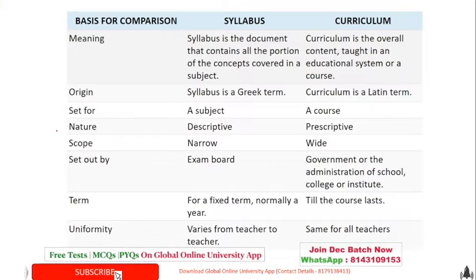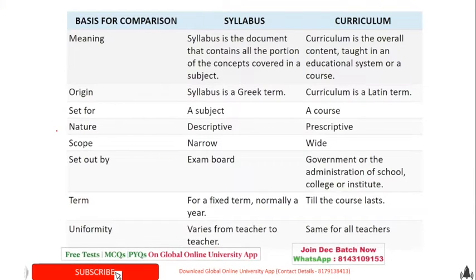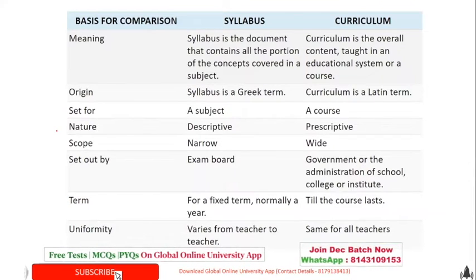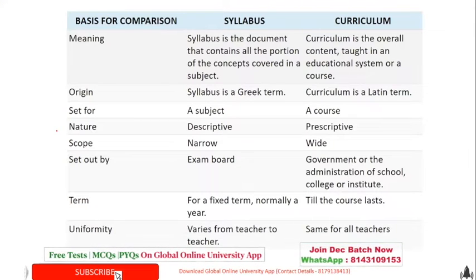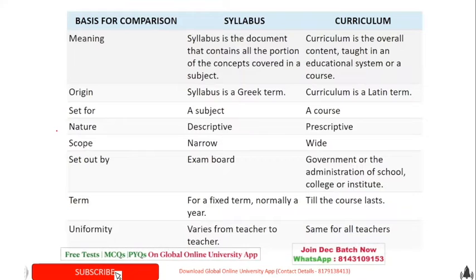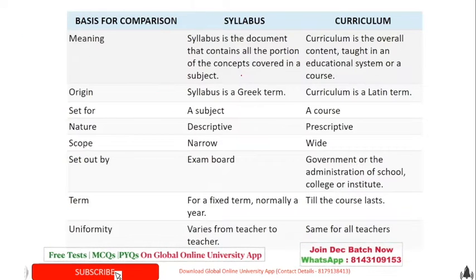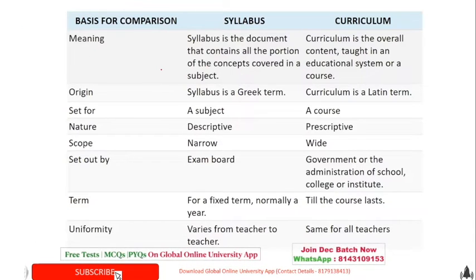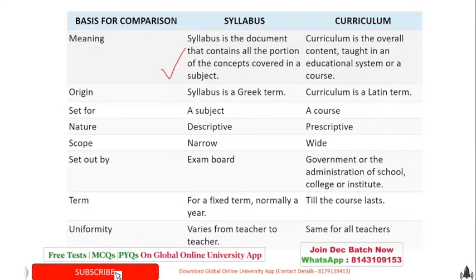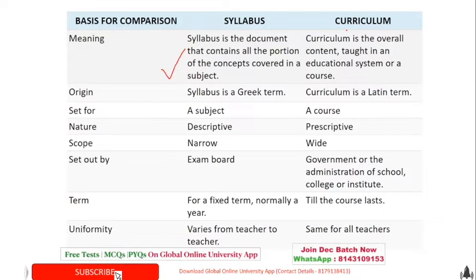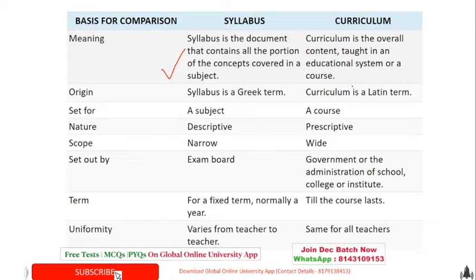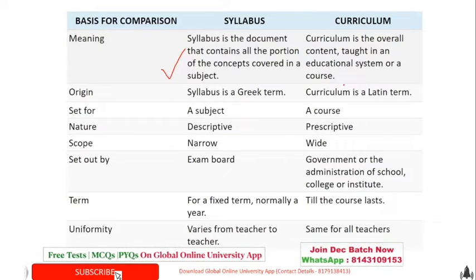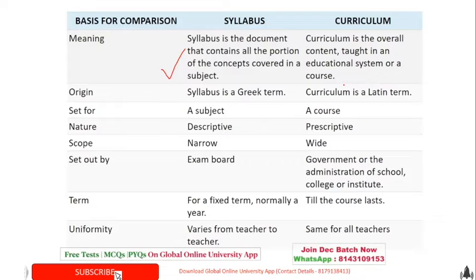So let's quickly have a look. When I'm talking about syllabus, let's go for a meaning. Syllabus is nothing but a document which contains the portion of the concepts which are covered in the specific subject. So syllabus goes subject wise, whereas curriculum is an overall content which is taught in an educational system or in a course.